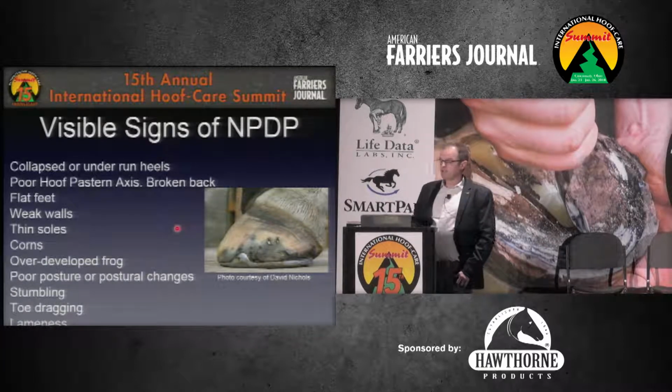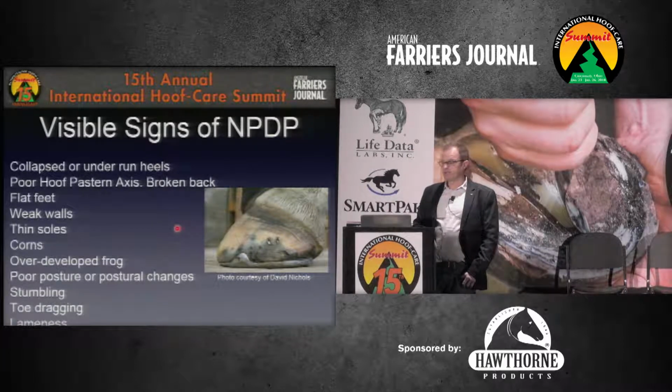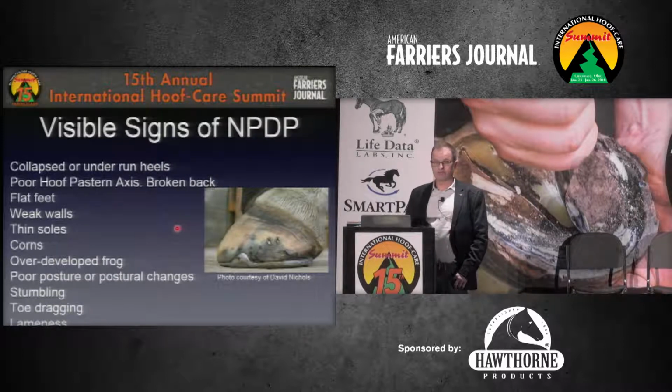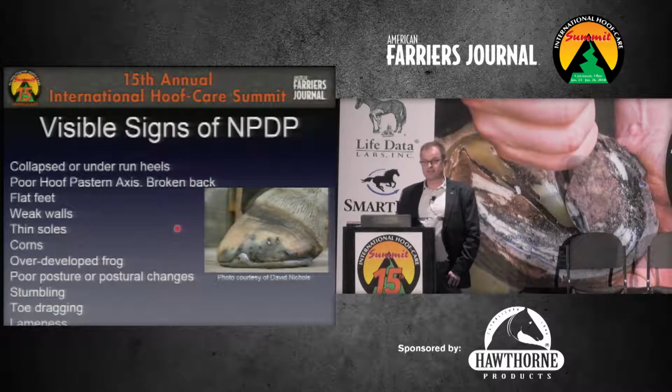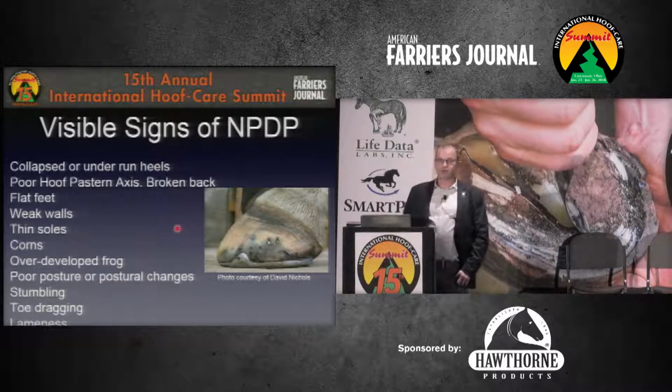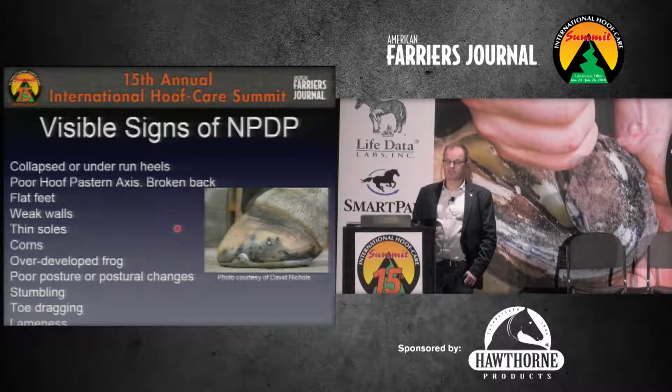So what are some of the visible signs of negative planar distal phalanx? We've all seen feet like this. If you haven't in your careers, then you will. I guarantee it. Collapsed or underrun heels, poor hoof pastern axis, broken back hoof pastern axis, flat feet. Along with that, weak walls, thin soles, corns, overdeveloped frog. Poor posture or postural changes, which is something I'm going to discuss a lot during this lecture.